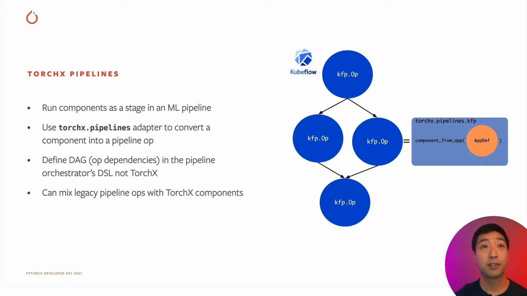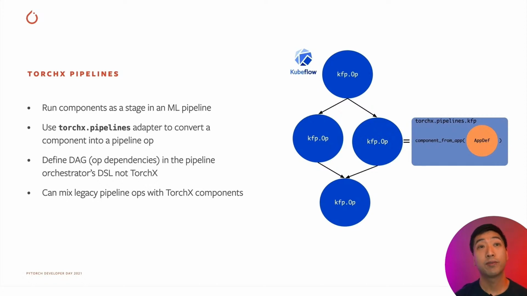First, the appdef is materialized by evaluating the component function. Next, the appdef is converted into a KFP op using the component_from_app method from the TorchX Pipeline's KFP adapter module. The DAG itself is purely defined in Kubeflow Pipeline's lingo. A nice side effect of this design is that you can plug TorchX components into existing legacy pipelines, which reduces the cost of integration since TorchX components can be used with existing legacy pipeline ops.